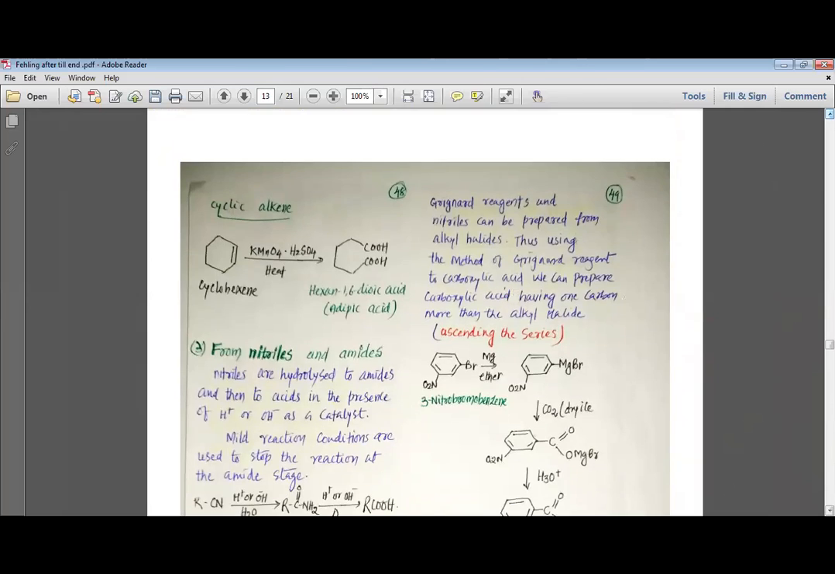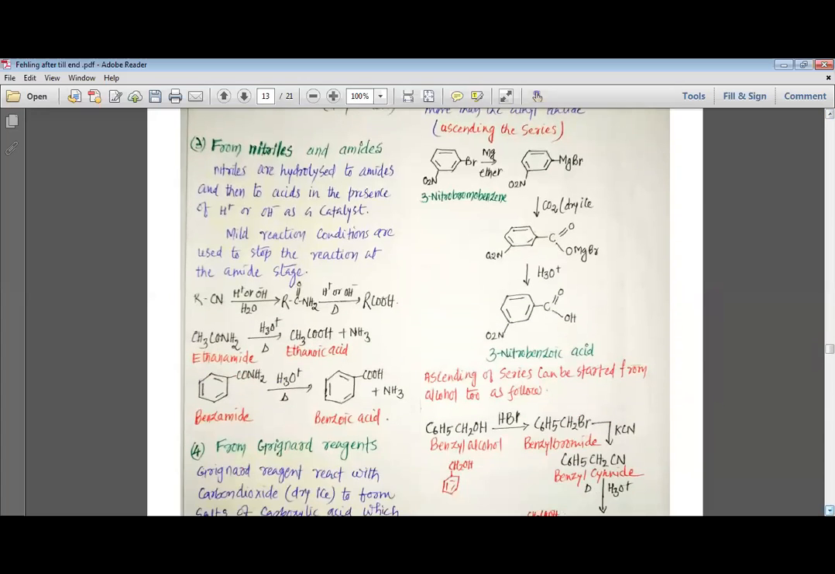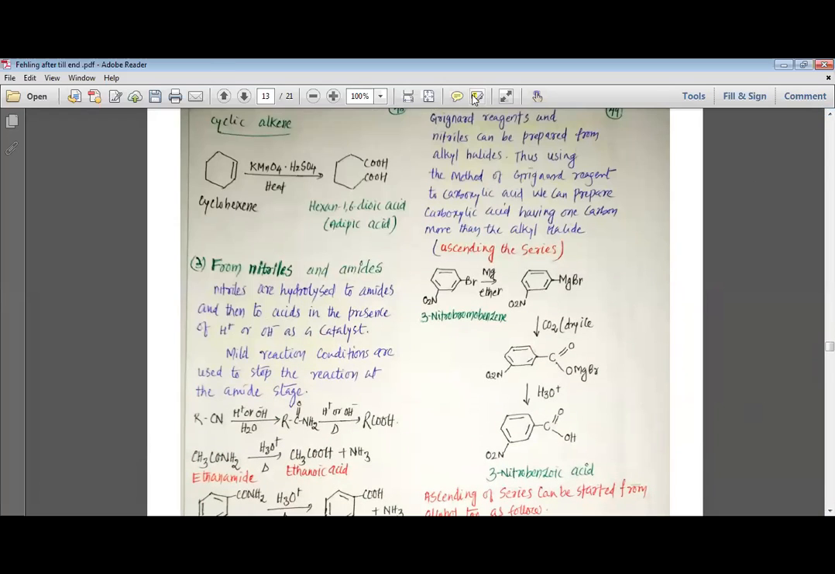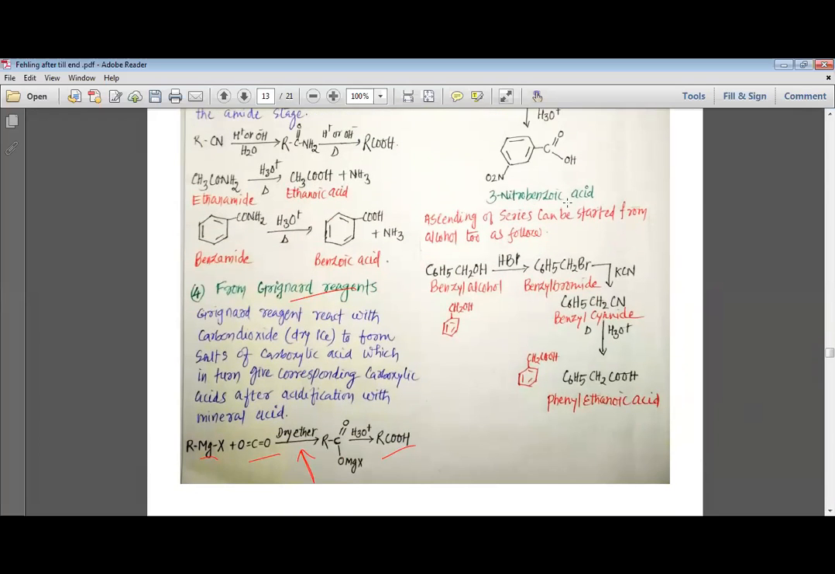Let us revise. Today we have started studying the chapter from the preparation of carboxylic acid from the Grignard reagent. We know that using the Grignard reagent, if we add dry ice in the presence of dry ether, we get carboxylic acid passing through an intermediate. You can see here the various examples. We have taken 3-nitrobromobenzene, then we have obtained the Grignard reagent, and on the reaction with the dry ice, we get 3-nitrobenzoic acid.